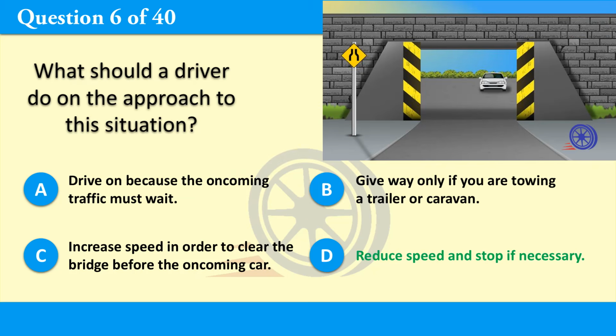Correct answer, D. Reduce speed and stop if necessary. Explanation: when road priority is unclear, you might have to yield to oncoming vehicles. Never drive a vehicle into an area that it might not be able to clear where it could cause an obstruction or bottleneck.